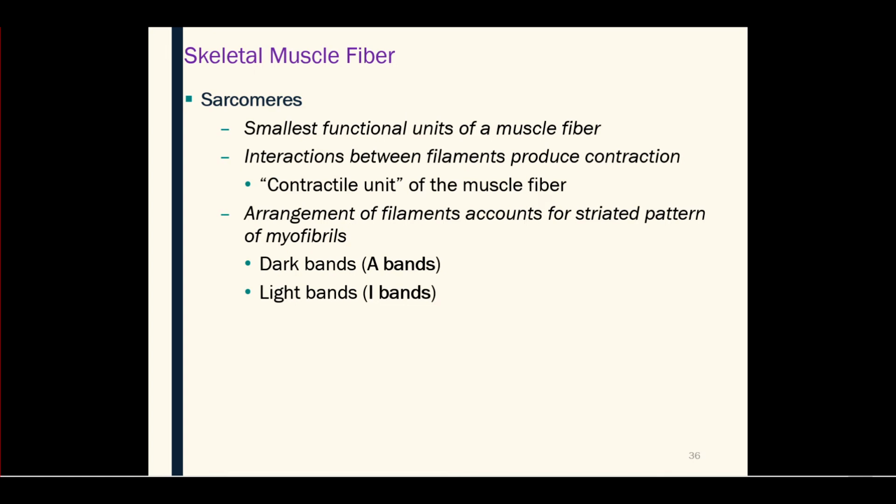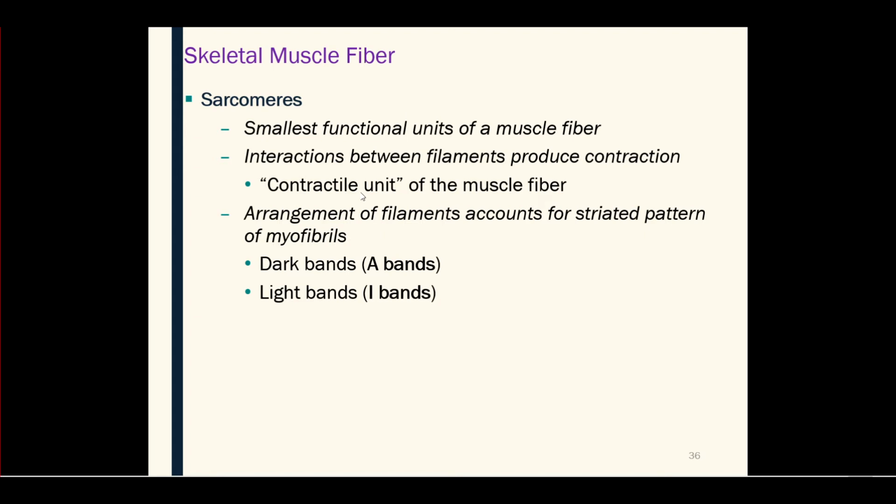So let's start with the sarcomere. As I said before, the sarcomere, think of it as the smallest functional unit of a muscle fiber. To me, this is the part of the muscle fiber that causes the contraction. And this is basically happening because there's an interaction between the filaments, right? The myofilaments. We're going to see the thick filament and the thin filament interact to produce the contraction.